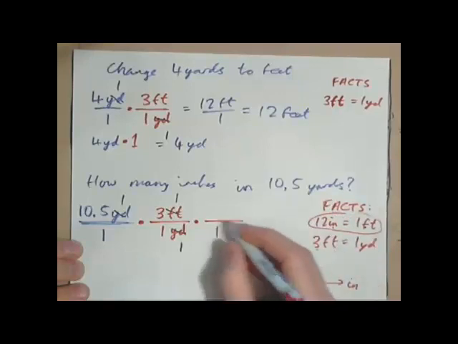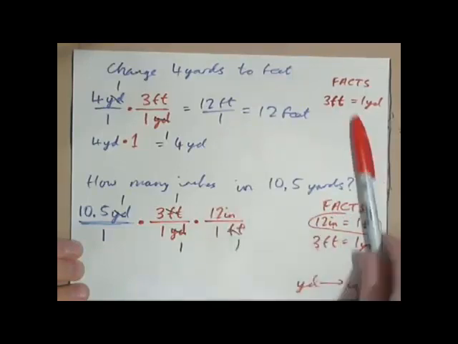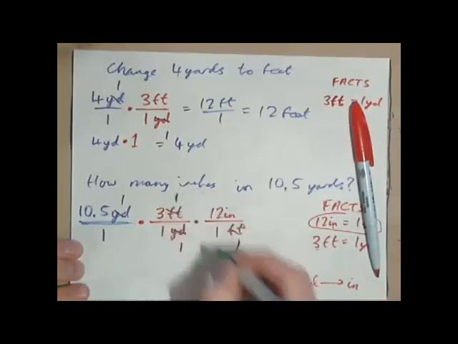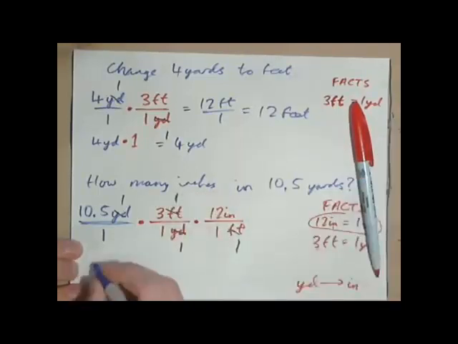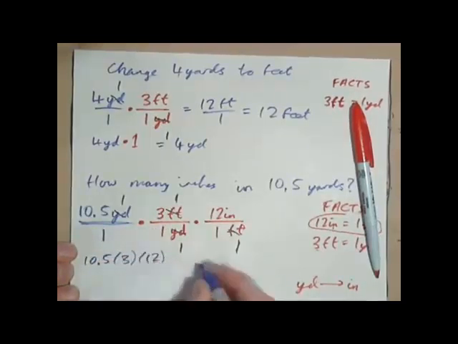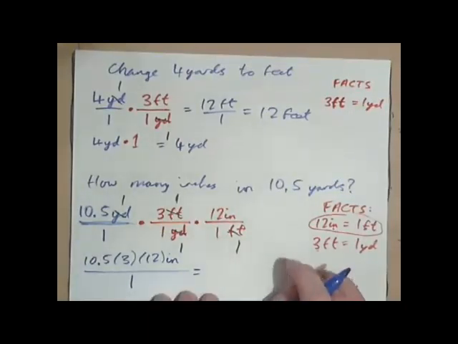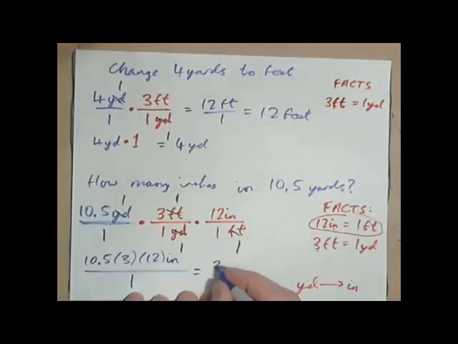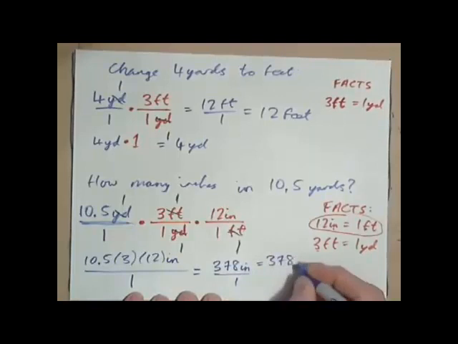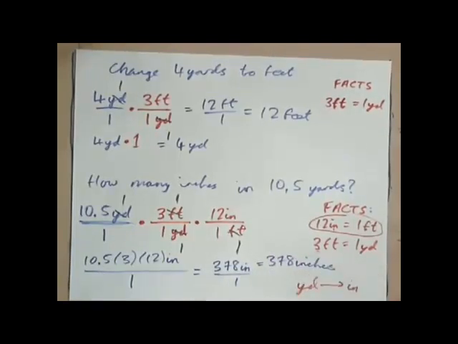You don't want yards anymore, so you're going to use this one, feet to inches, right? So multiply by 12 inches over 1 foot, the feet cross-cancel, and we're left with 10.5 times 3 times 12 IN all over 1 times 1 times 1 times 1 times 1 all over 1, which turns out to be, if you put this in the calculator, 378 in over 1, or 378 inches, right?